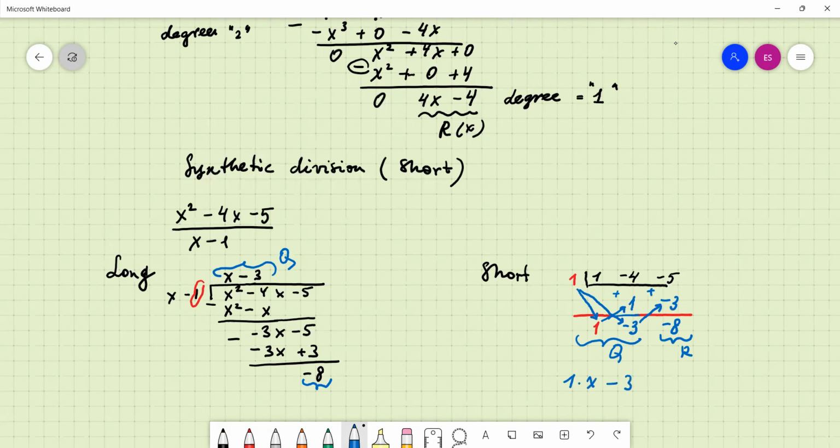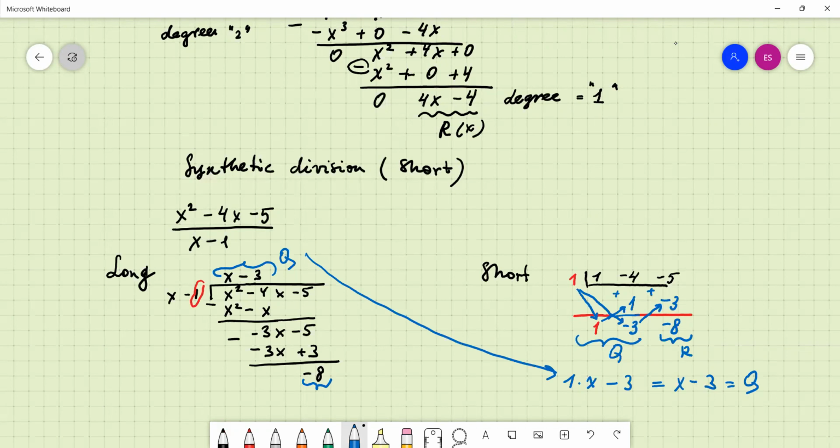The numbers over here are going to be converted back into a polynomial. Remember, we had a polynomial x squared minus 4x minus 5, right? We converted it into 3 numbers, 1, minus 4, minus 5. Now we take the result and convert it from numbers back to a polynomial. And you're going to see that 1 multiplied by x minus 3 is actually x minus 3. That's exactly the quotient we got over here. So that's called a short division, synthetic division.